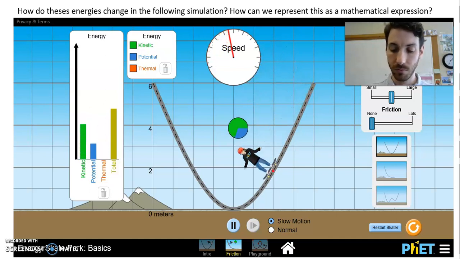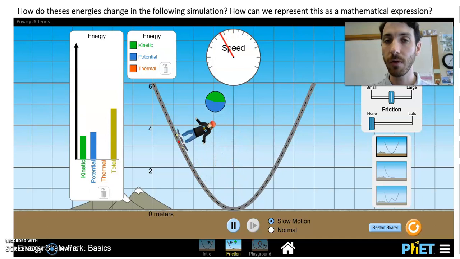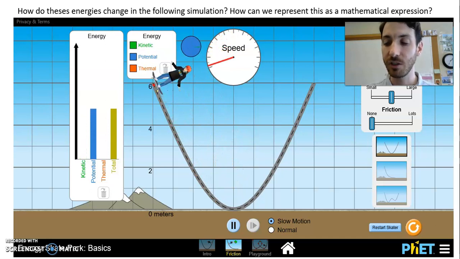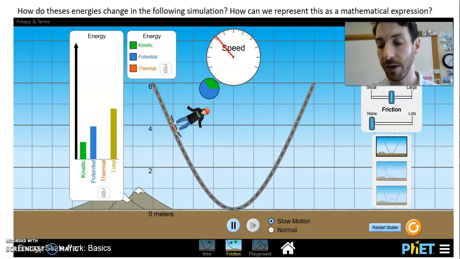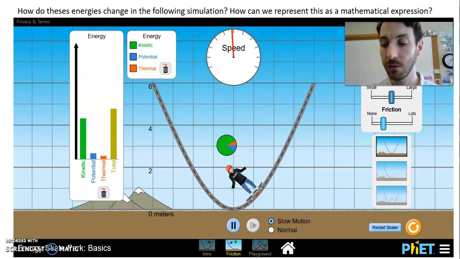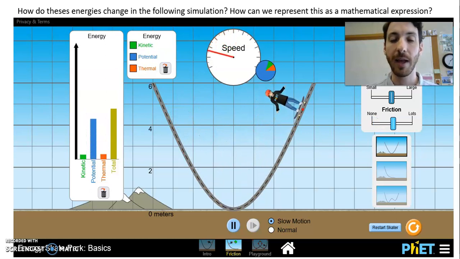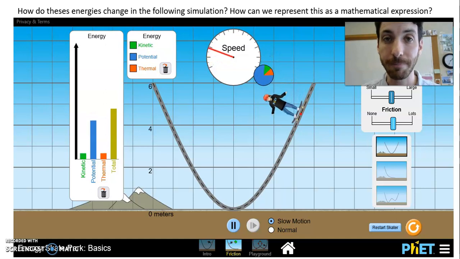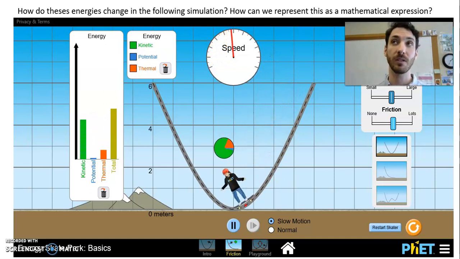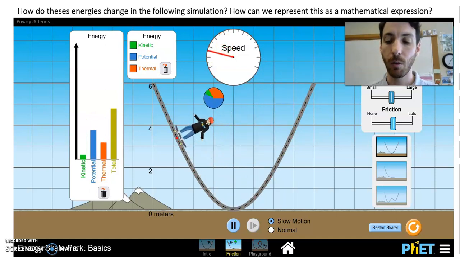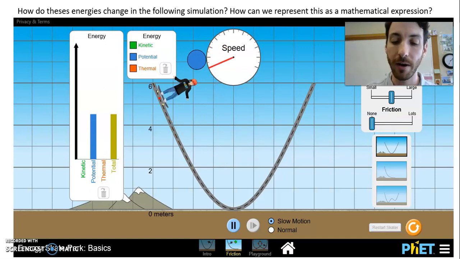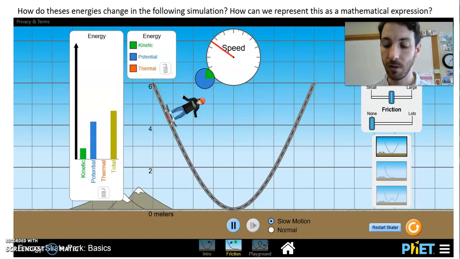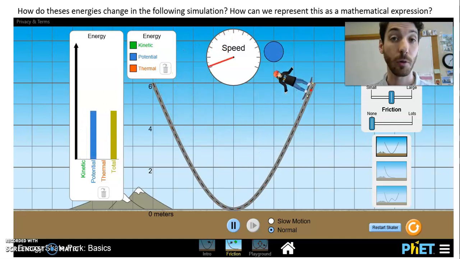So, one other thing to note before we move on is that in this situation, we're not including friction, right? If we were to include friction, we would notice that some of the energy would be converted to thermal energy. So for the purposes of this video, we're going to look at a simplified model, and that simplified model is no energy is converted to thermal energy whatsoever.